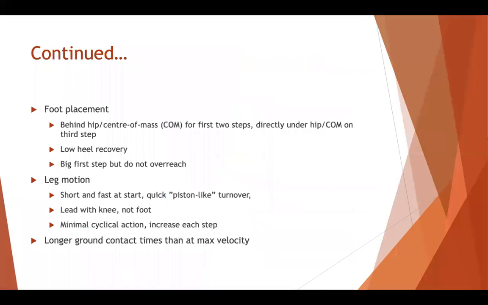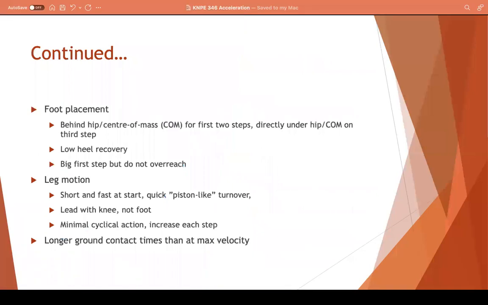Continuing to some further components of the technical model, the first step of acceleration should be big, to project the hips forward. However, it is important not to overreach, as stepping too far in front of the hips will increase braking forces and slow the athlete down. The first step should be behind the athlete's center of mass, the second a bit closer to the center of mass, but still a bit behind, and the third nearly directly under the center of mass or hips.